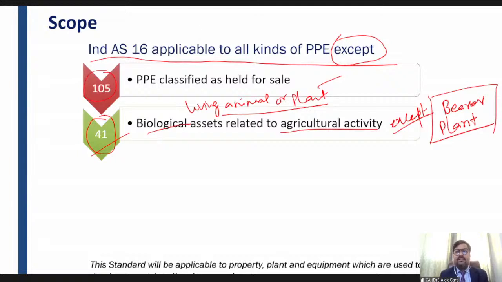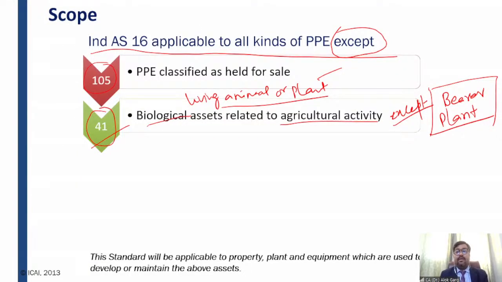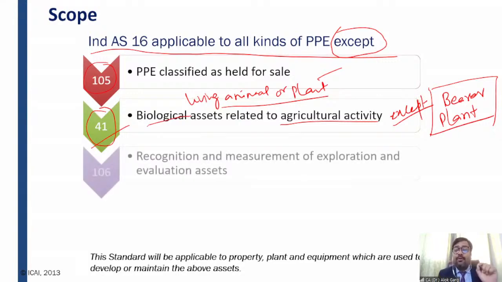Arush is asking, sir, whether a tractor is covered under Ind AS 16 or Ind AS 41. Arush, is a tractor an animal or a plant? A tractor is neither an animal nor a plant. So a tractor is covered under Ind AS 16, right? A tractor is not covered under Ind AS 41. It only talks about biological assets related to agricultural activity, right?